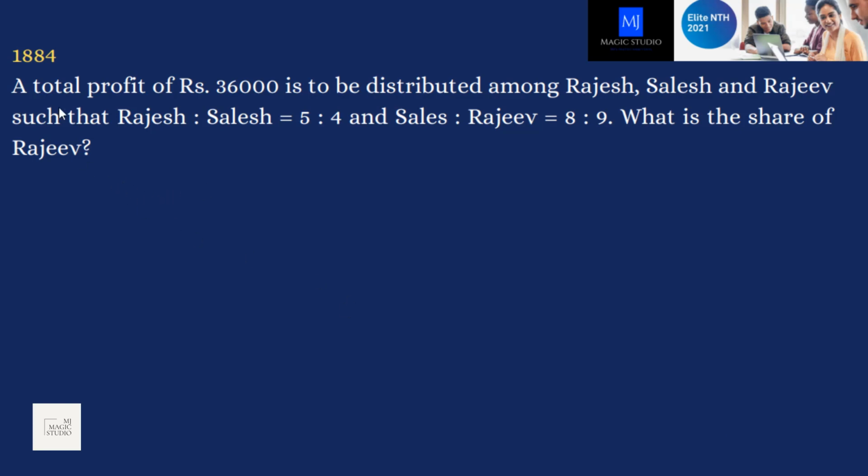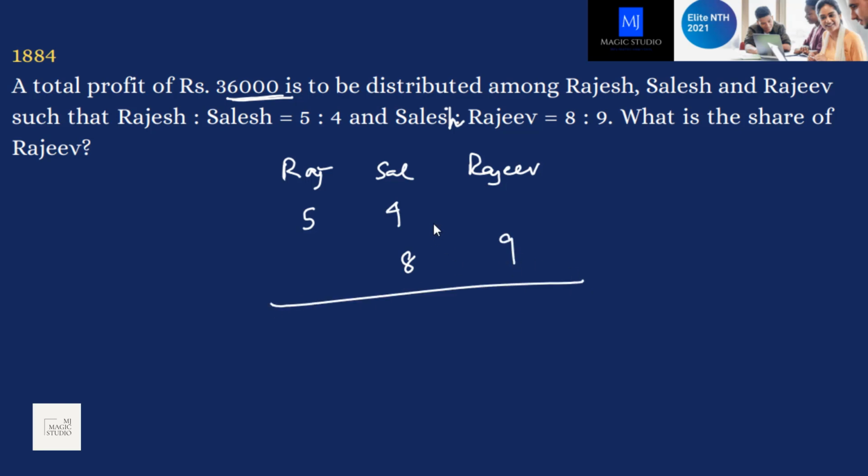A question from combined ratio. The total profit of rupees 36,000 is to be distributed among Rajesh, Sailesh and Rajiv such that Rajesh and Sailesh will get an amount in the ratio 5:4 and Sailesh and Rajiv will get in the ratio of 8:9. So if we combine this, the combined ratio would be 10:8:9. Now what is the share of Rajiv?